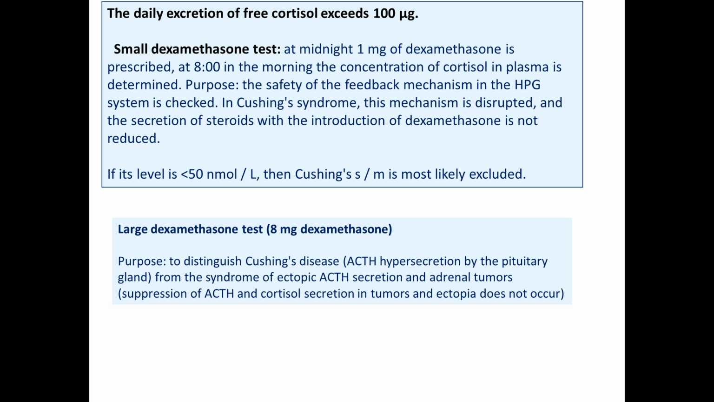You can provide two dexamethasone tests, a small and a large dexamethasone test. The small dexamethasone test you provide by giving 1 milligram of dexamethasone at midnight, and you check the concentration of cortisol in plasma in the morning. The purpose of this test is checking feedback mechanisms. In Cushing syndrome this mechanism is disrupted, and the secretion of steroids is not reduced with the introduction of dexamethasone.